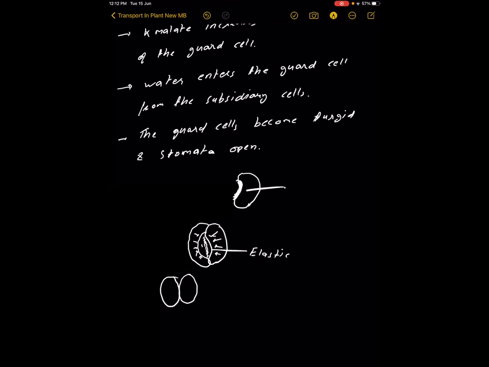Sir, can you explain one more line, sir? Sir, it is written there that when the guard cell loses turgor due to water loss, the elastic inner walls regain their original shape. The guard cell becomes flaccid and the stoma closes.